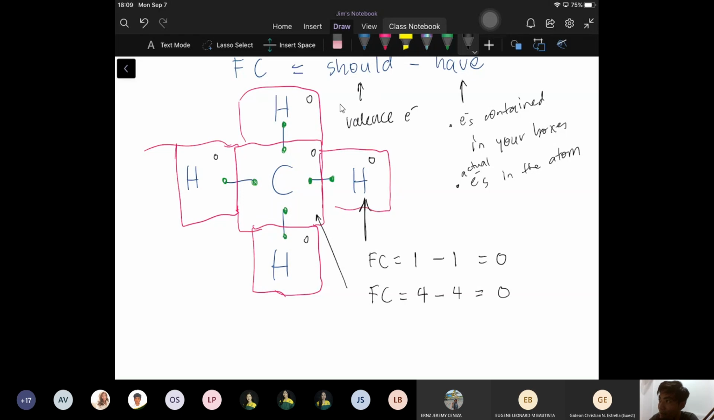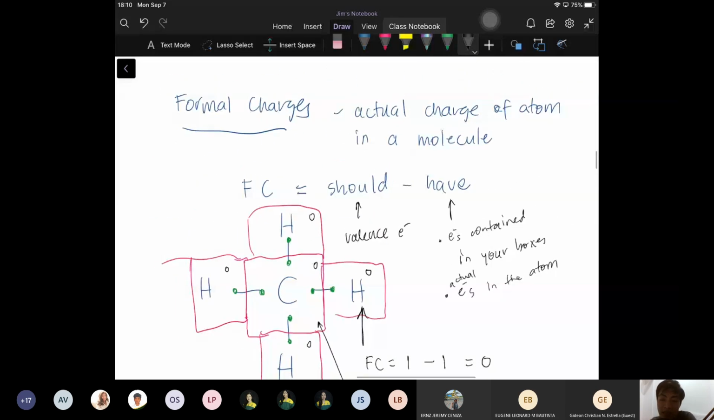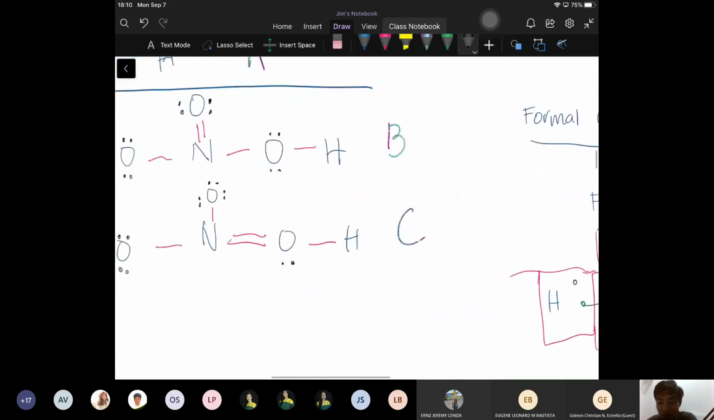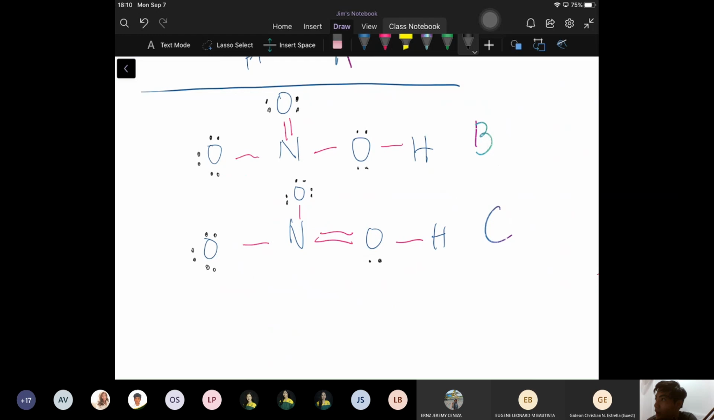What else? After drawing boxes, we can now assign the formal charges of different atoms. Pwede mo yan isa-isahin. So to solve for the formal charge, that is should, which is the valence electrons of that atom, have kung ilang dots or ilang electrons yung contained sa boxes na. Okay, so ganun. So, bakit natin to dinidiscuss? Kasi the formal charges can actually give us an idea which of those structures yung tama. Sino sa dalawang structure ang tama? Okay, so gawin natin yan. Nagbabalik tayo. Final round.